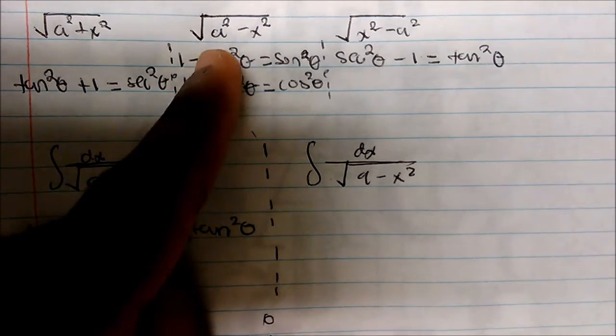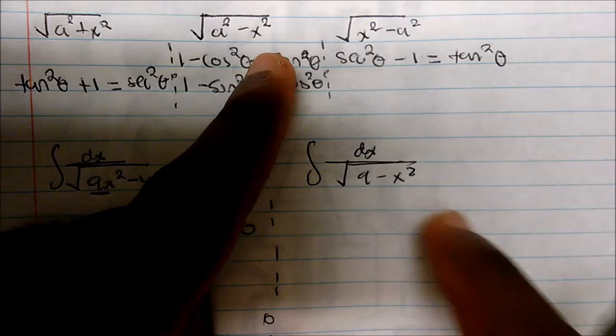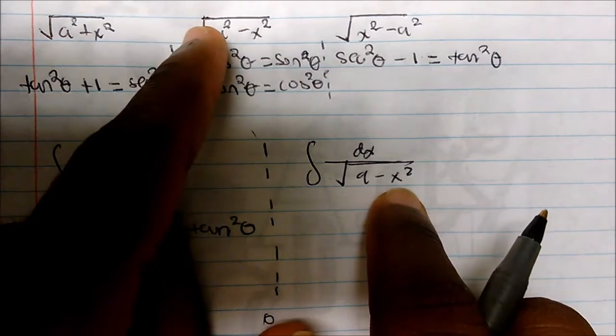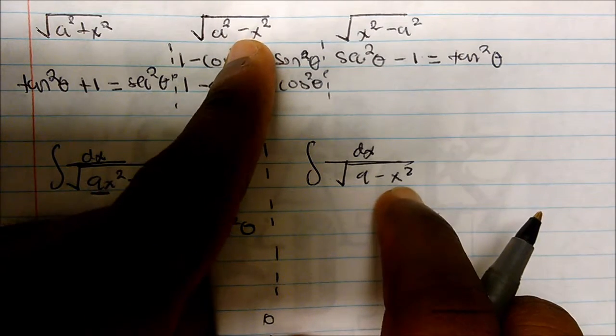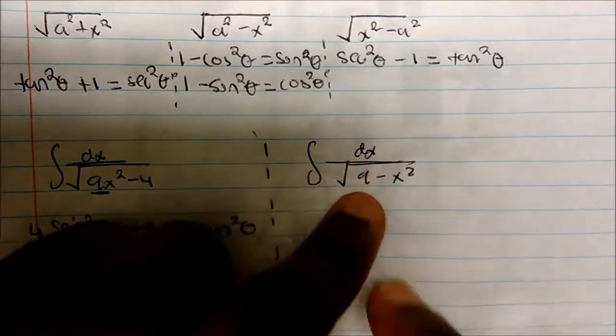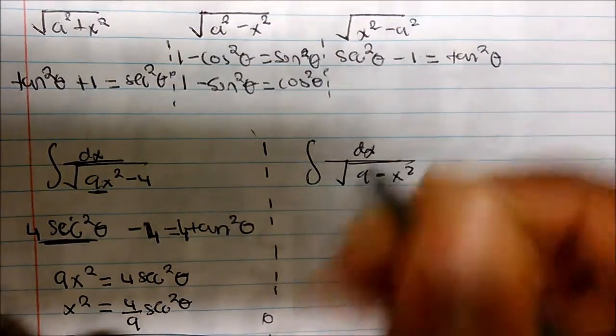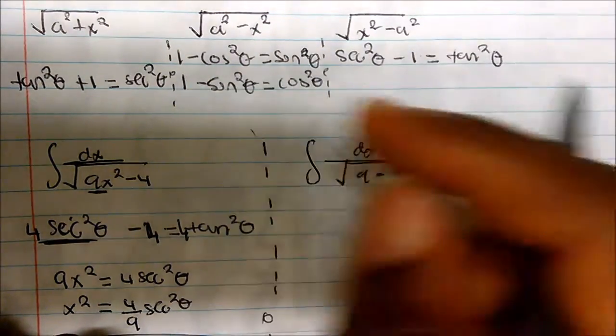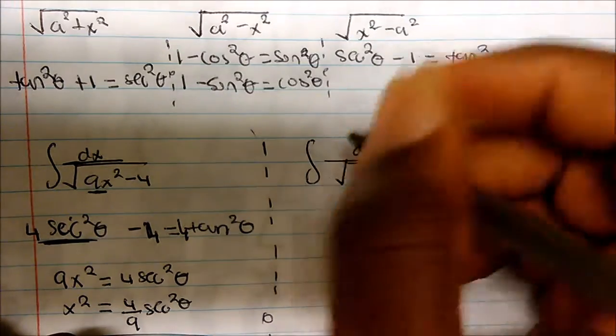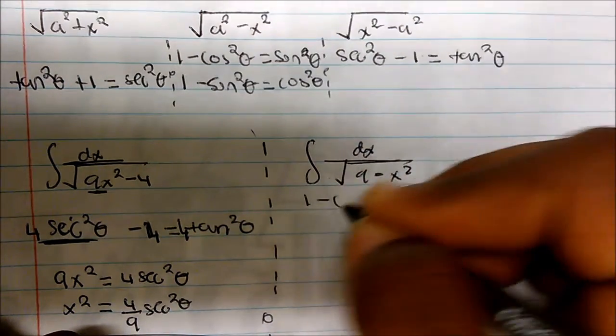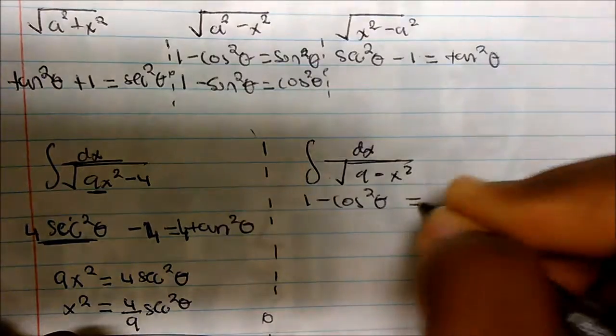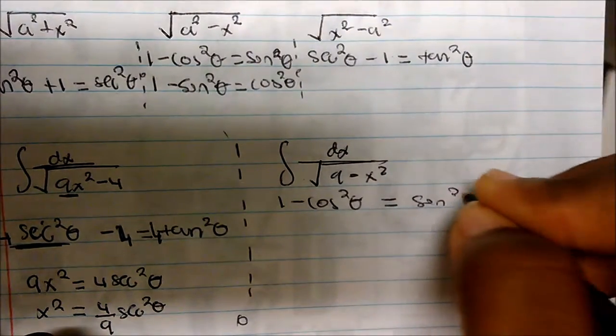We have a number squared minus a variable, which is x squared. This looks to me like it's in the form 1 minus cosine squared. I could use 1 minus sine squared, it doesn't matter, but I'm going to use 1 minus cosine squared. So this becomes 1 minus cosine squared of theta, and that is equal to sine squared of theta.